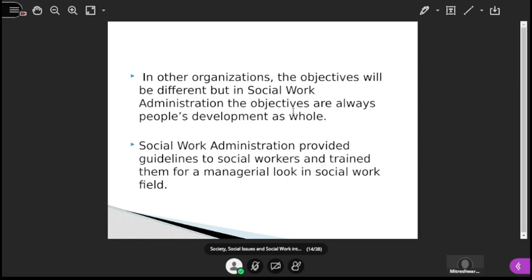So social work administration provides guidelines to social workers and trains them for a managerial look in the social work field. That is the difference we want to share with you: when we talk about administration, there are several administrations, but the social work administration will provide guidelines to social workers and train them for a managerial look in the field of social work.